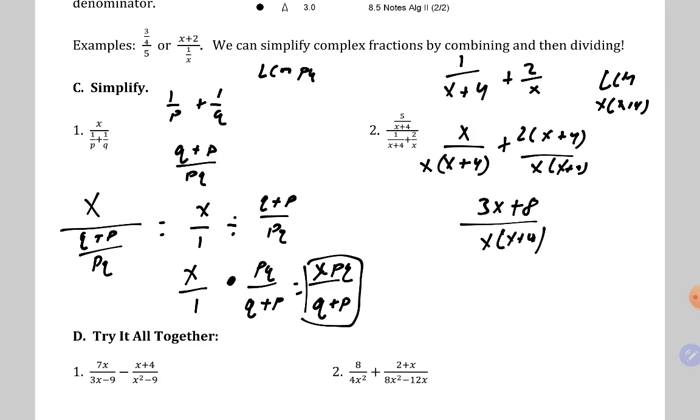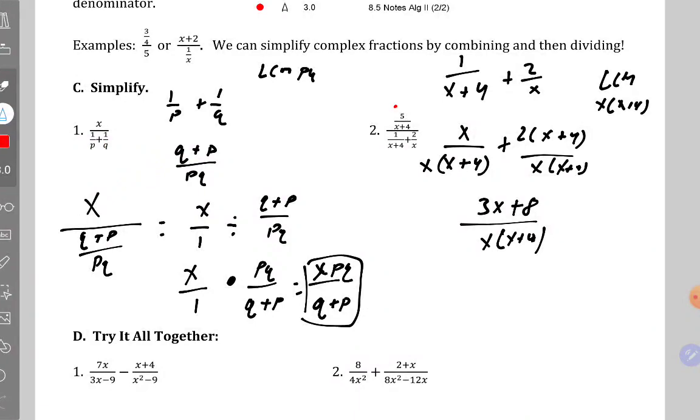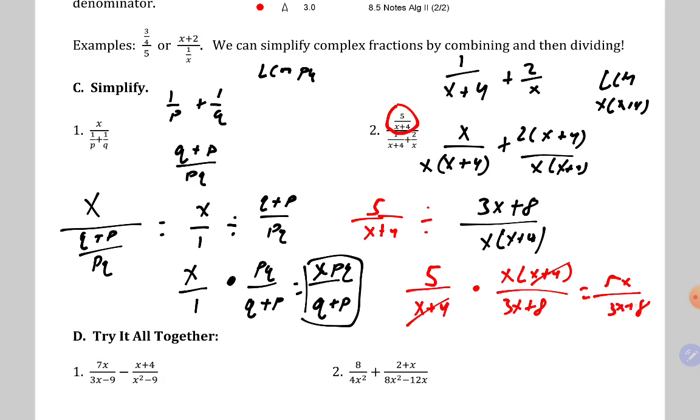So this is what's in the denominator. And we're going to pull this guy. So divided by 5 over x plus 4. 5 over x plus 4 divided by that. Okay, now we're going to flip. Keep the first fraction the same. Multiply, flip the second fraction. Multiply straight across the top, straight across the bottom. Luckily, these will cancel. So I'm left with 5x over 3x plus 8.